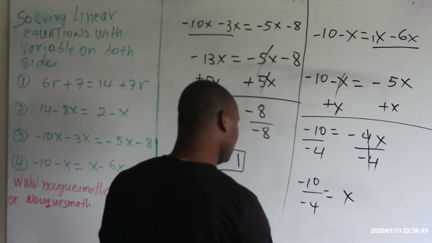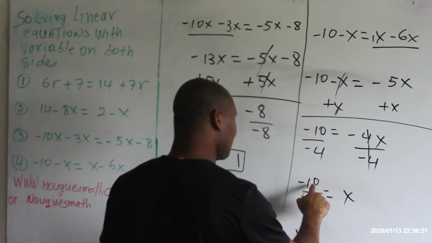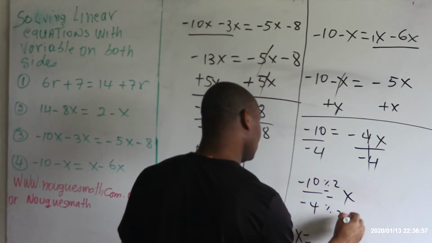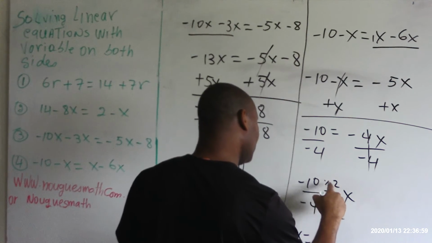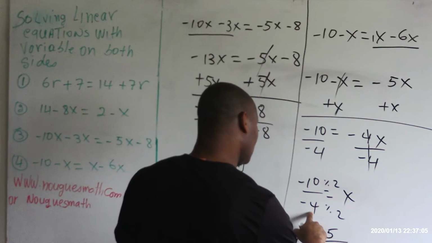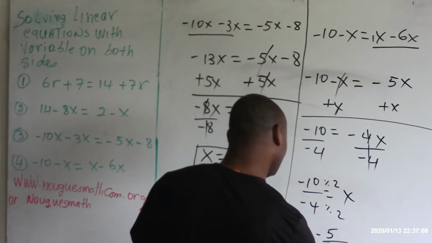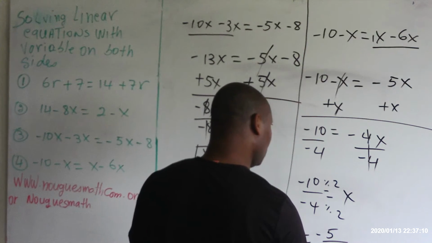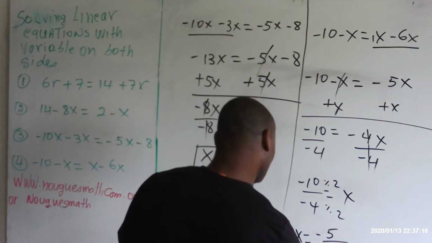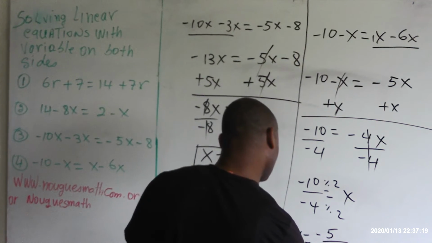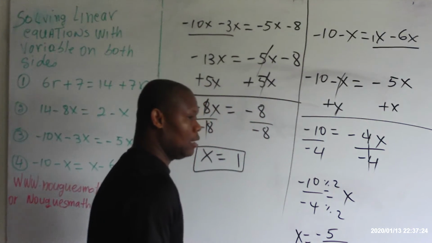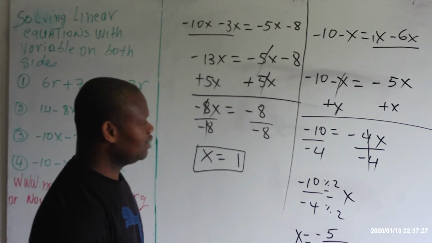So we do not finish yet. Okay, I need to simplify. So let me simplify by 2. Alright, divide by 2, divide by 2. Negative 10 divided by 2, that's going to be negative 5. That's going to be negative 4 divided by 2, that's going to be negative 2. Okay, negative over negative, that's going to be positive, okay? That's simple. X equals 5 over 2. That's the answer, okay?